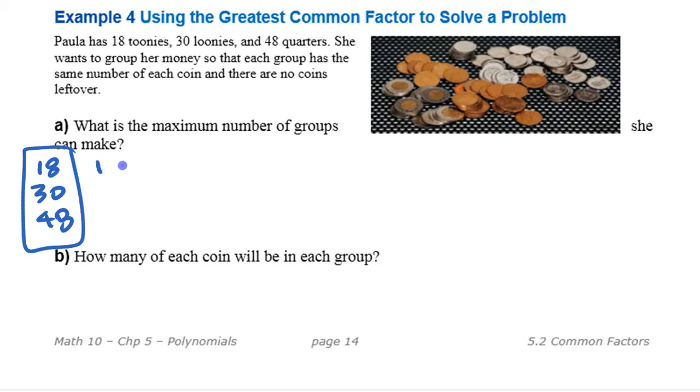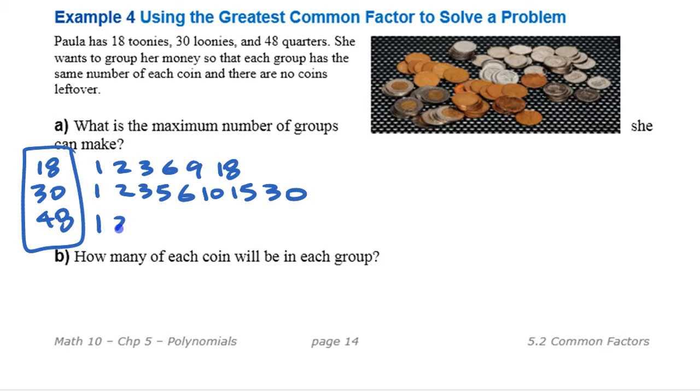For 18 it's 1, 2, 3, 6, 9, and 18. For 30 it's 1, 2, 3, 5, 6, 10, 15, 30. And for 48 there's a lot of them. 1, 2, 3, 4, 6, 8, 12, 16, 24, 48. Those are all the factors of those numbers.